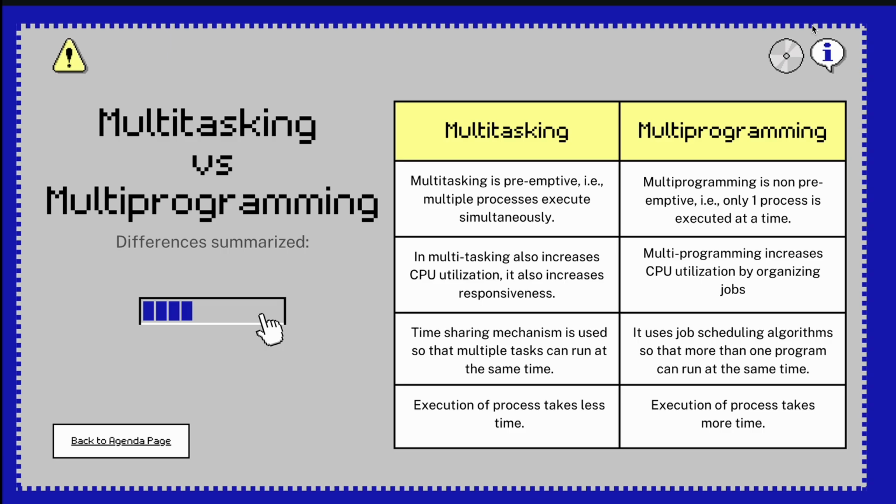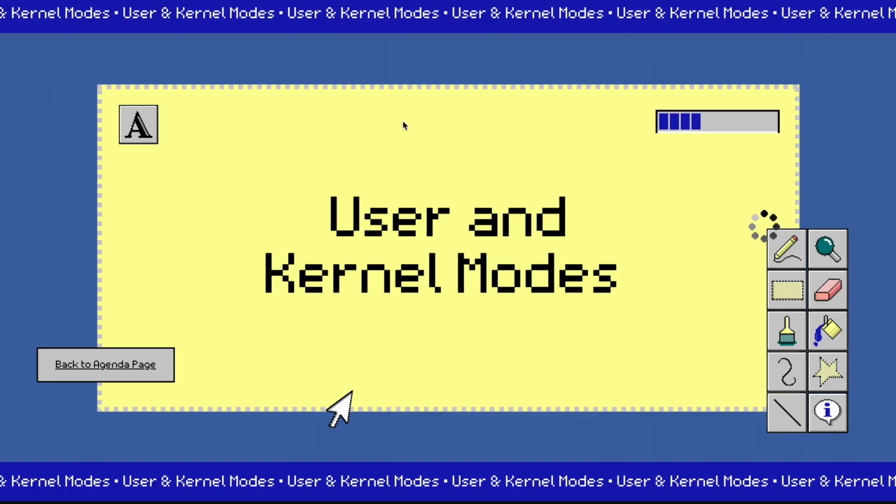Now, lastly, in multitasking, the execution of process is faster than the similar execution of processes in multiprogramming, which is slower than multitasking. So, I will now be continuing this presentation about operating systems. My topic for today is what are user and kernel modes and why is it required. So, let's start.